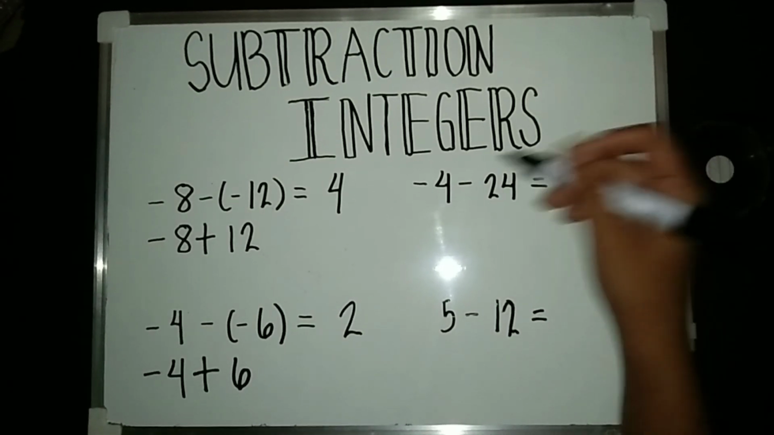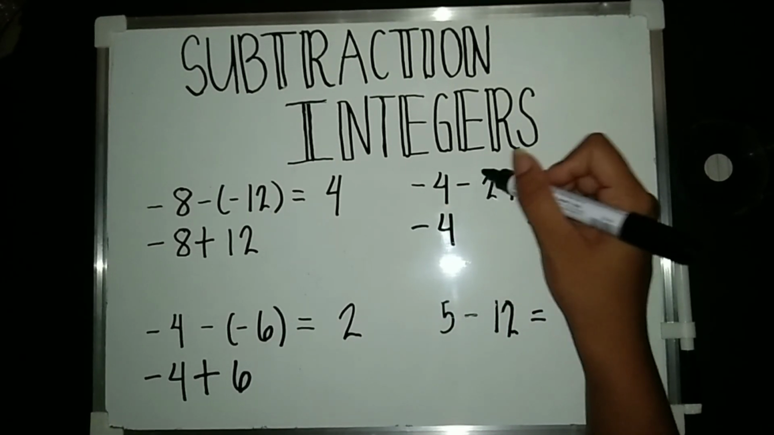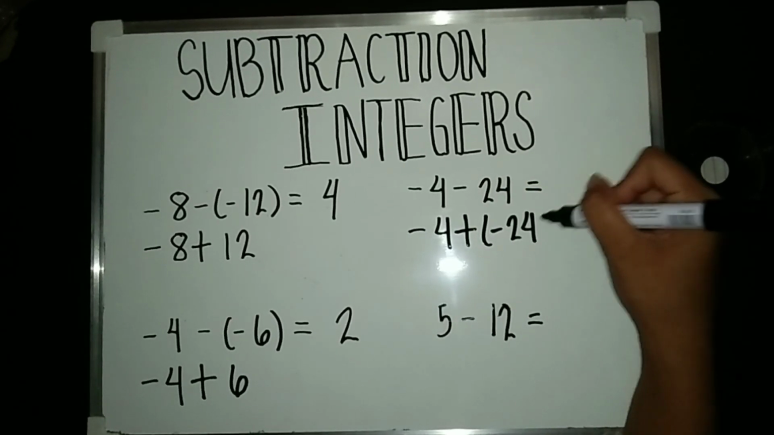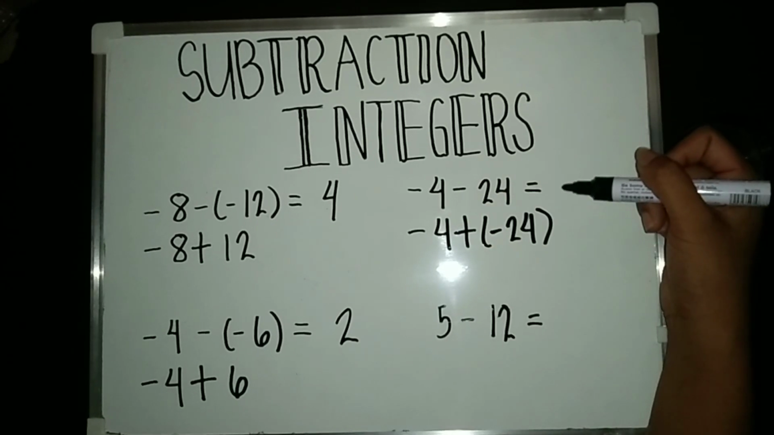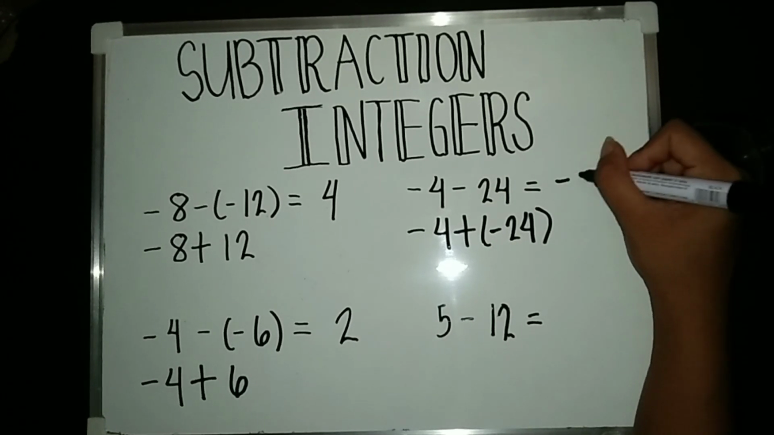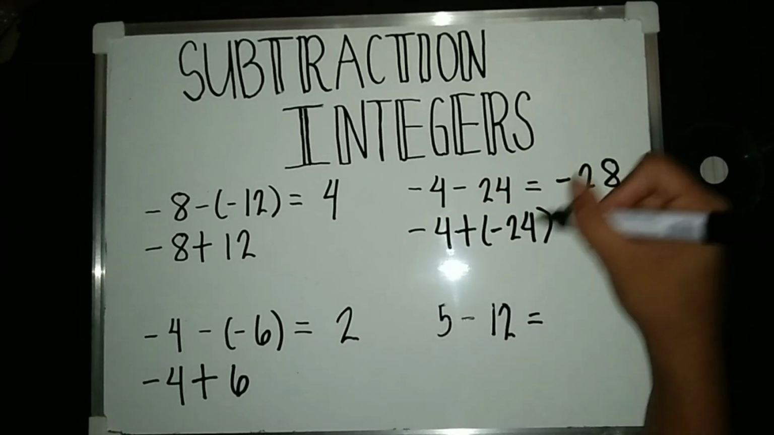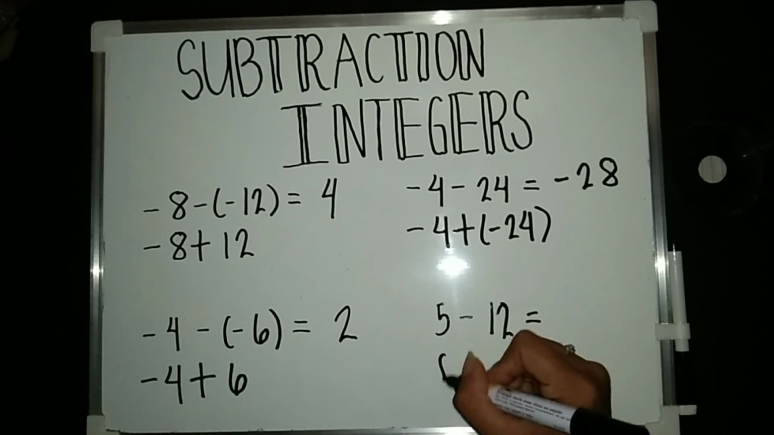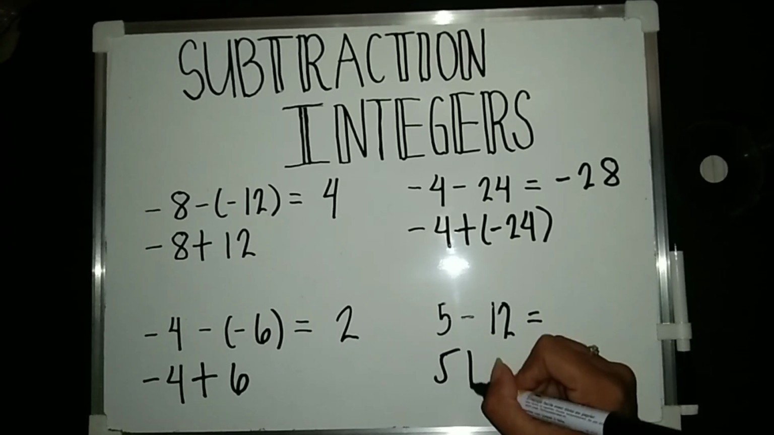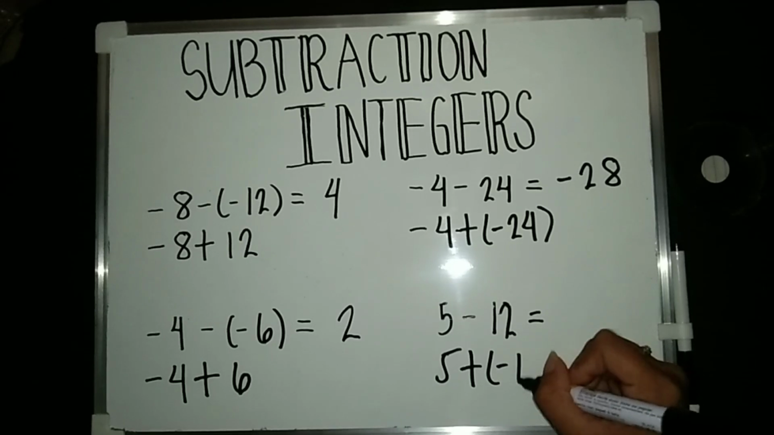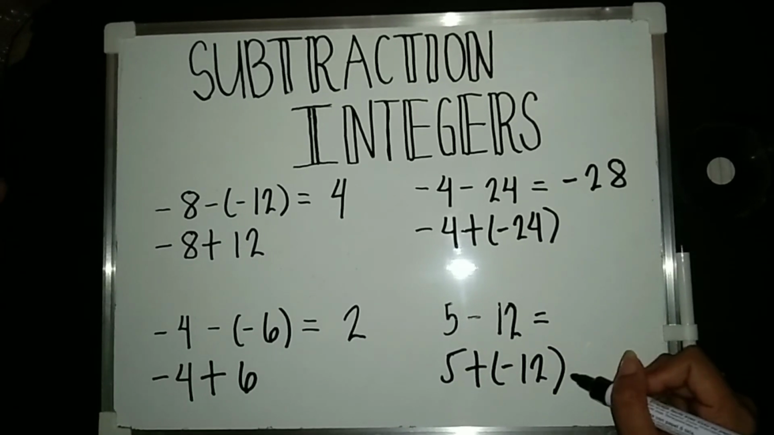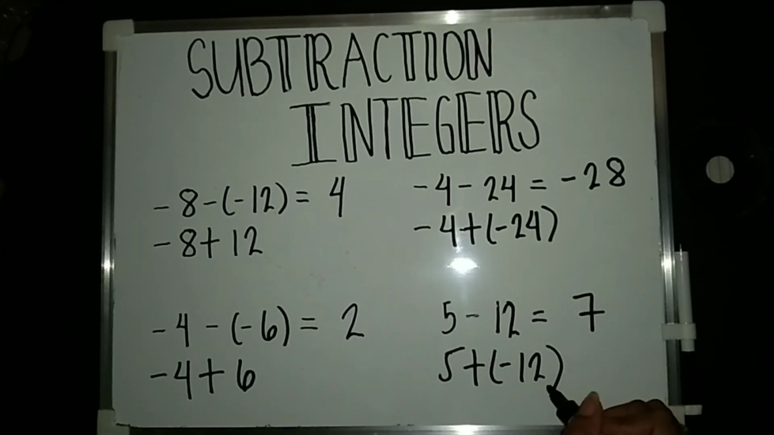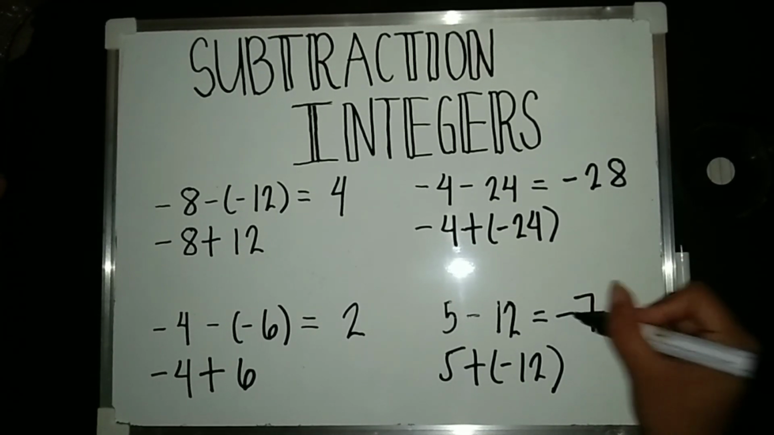Negative 4 minus 24. Just copy the negative 4, change this operation into addition, then negative 24. Negative 4 plus negative 24 is negative 28. Just copy the common sign, which is the negative. Then 5 minus 12, just copy the 5, change this operation into addition, and then negative 12. 5 plus negative 12 is equal to 7, and then just copy the sign of the bigger absolute value, which is the negative. So the answer is negative 7.